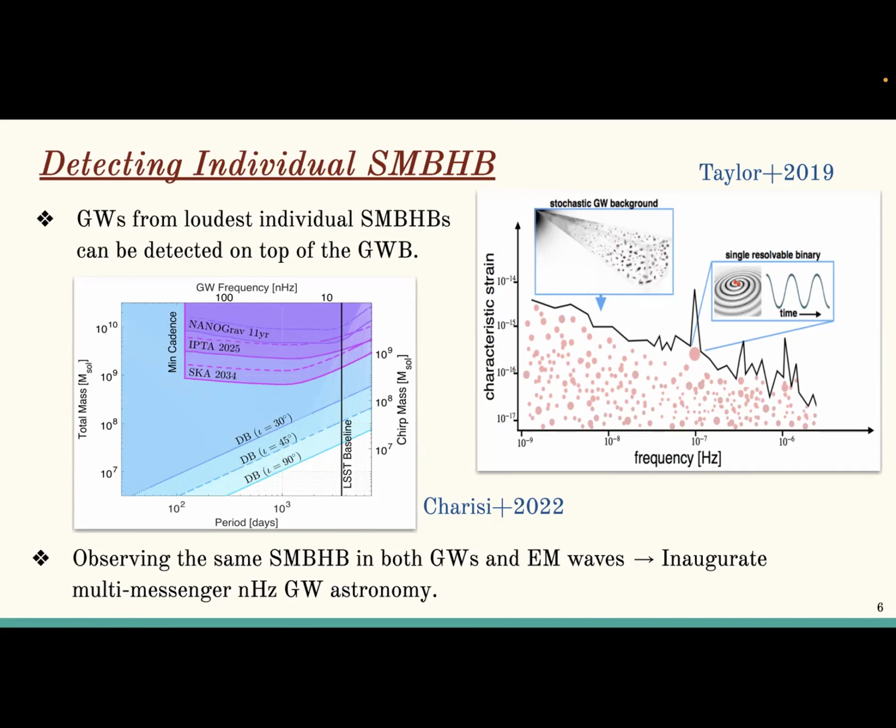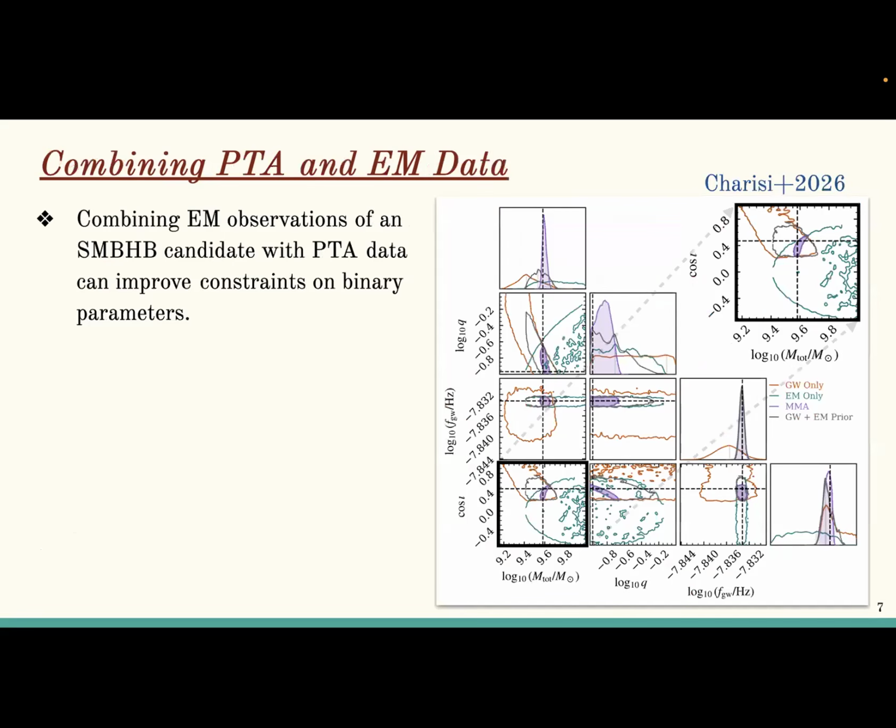And if we can detect the same supermassive black hole binaries using both EM waves and gravitational waves, then we can also inaugurate the field of multi-messenger nanohertz gravitational wave astronomy. As you know, when we have multi-messenger observation of some object, it creates a new field, and we have lots of new insights. Not only can we detect them in individual data sets, in principle we can combine the EM observation of a supermassive black hole binary candidate with PTA data, and that can improve the constraint on the binary parameters. This is what Maria and her collaborators showed in 2026.